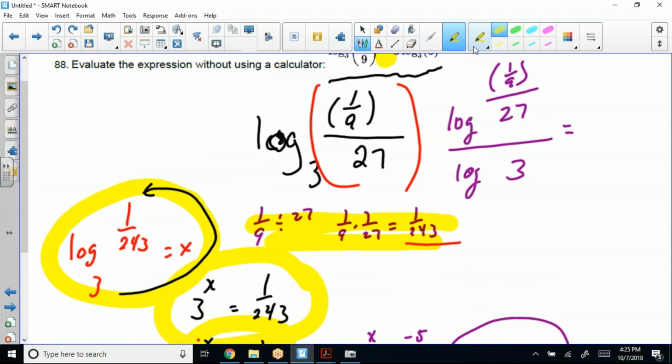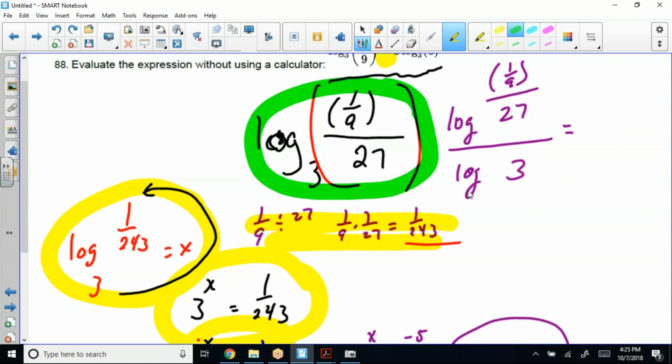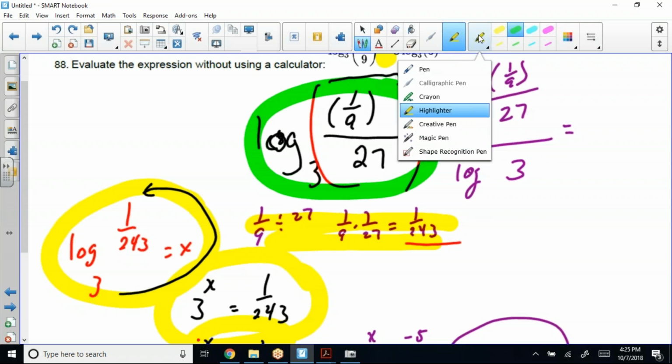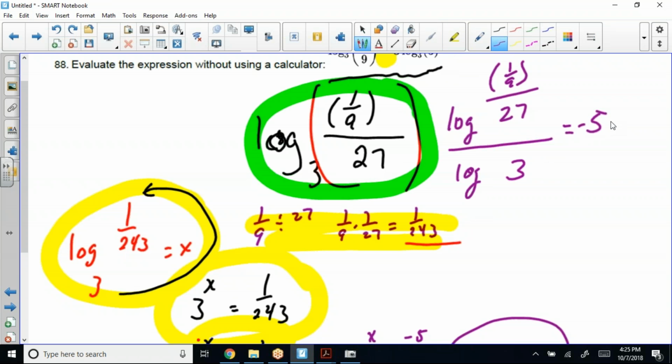I convert it back to one single log like that, and then I would do the change of base. And guys, when you do change of base, you'd still get -5, so you're good. All right, would you have to do that? Yeah, probably so. It's a pretty good possibility you're going to have one like that.